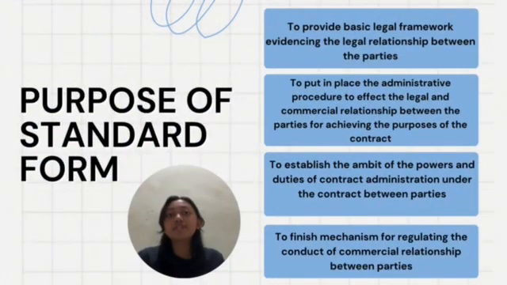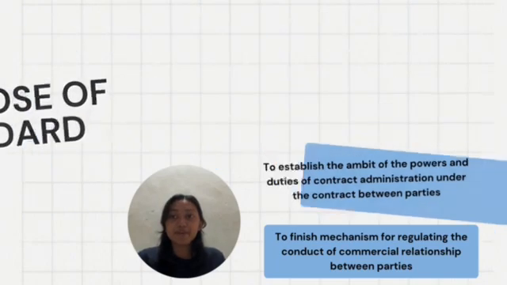There are a few purposes of standard form. First of all is to provide basic legal framework evidencing the legal relationship between the parties. Second is to put in place the administrative procedure to effect the legal and commercial relationship between the parties for achieving the purposes of the contract. Third is to establish the ambit of the powers and duties of contract administration under the contract between parties. And fourth is to furnish mechanism for regulating the conduct of commercial relationship between parties.